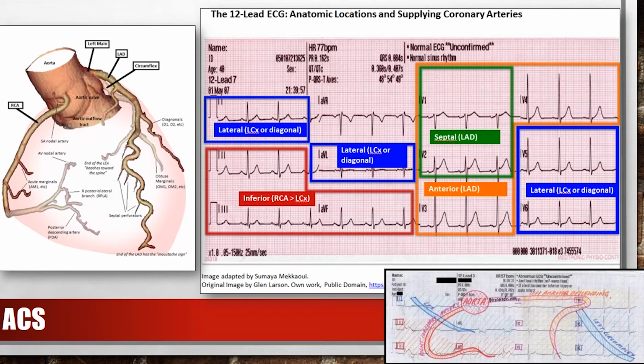So you got a couple of territories worth knowing. You've got the inferior territory. That's 2, 3, AVF, okay? You've got the lateral territory. That's V5, V6. You've got the high lateral territory. That's 1 and AVL. You have the septal territory. That's the septum in between the left and right ventricles. That's V1 and V2. And you have the anterior territory, V3 and V4.